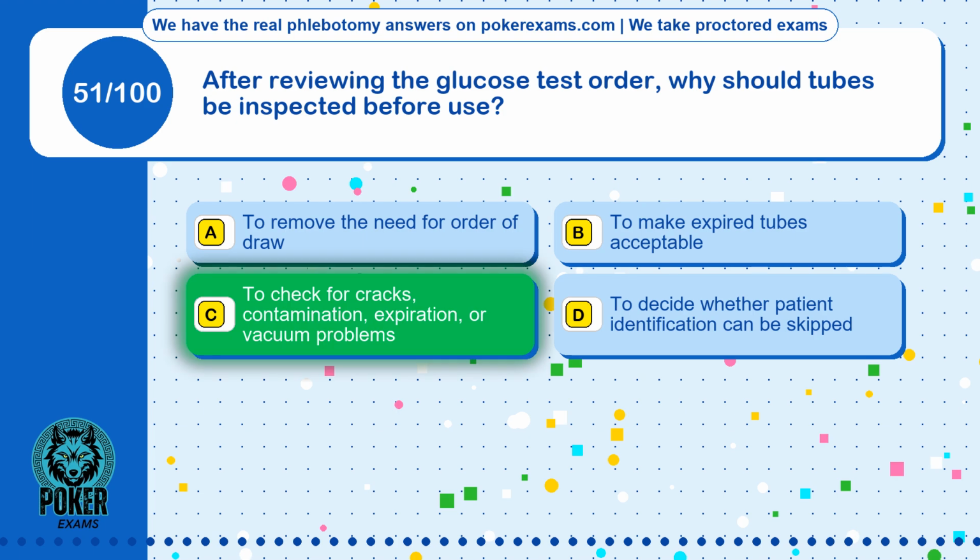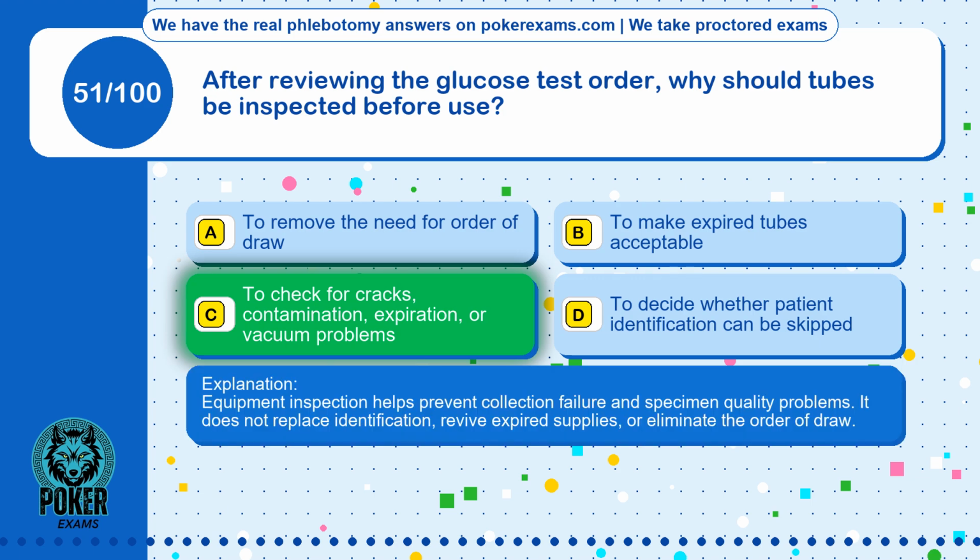The correct answer is option C, to check for cracks, contamination, expiration, or vacuum problems. Equipment inspection helps prevent collection failure and specimen quality problems. It does not replace identification, revive expired supplies, or eliminate the order of draw.